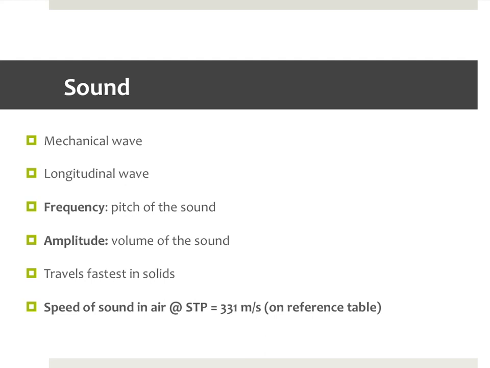My normal voice is higher pitched, so it's higher frequency, higher pitch. Amplitude relates to the volume of the sound. So bigger amplitude, bigger energy, bigger volume. And sound also travels fastest in solids. But the big thing you need to remember, this is also on the reference table, is that the speed of sound in air at standard temperature and pressure is equal to 331 meters per second.